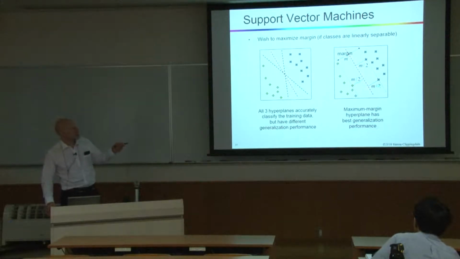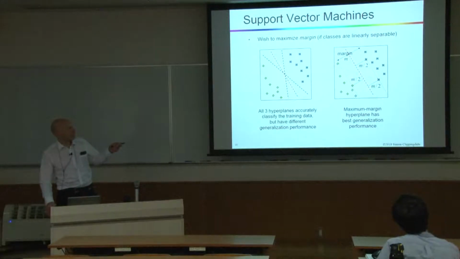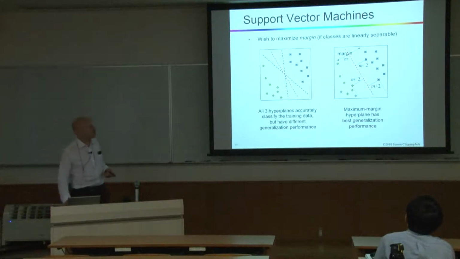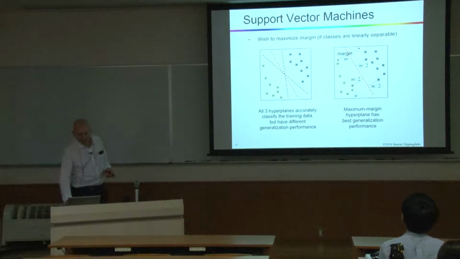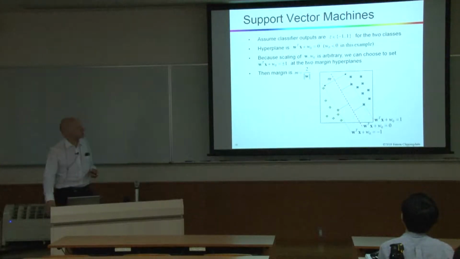The best generalization performance comes from using the hyperplane that has the largest margin, and the margin is the separation between the two classes, the minimum separation between the two classes. You can see over here that this margin is actually determined by very few of the data points. It's actually only determined in this case by 1, 2, 3 data points. And we'll come back to that.